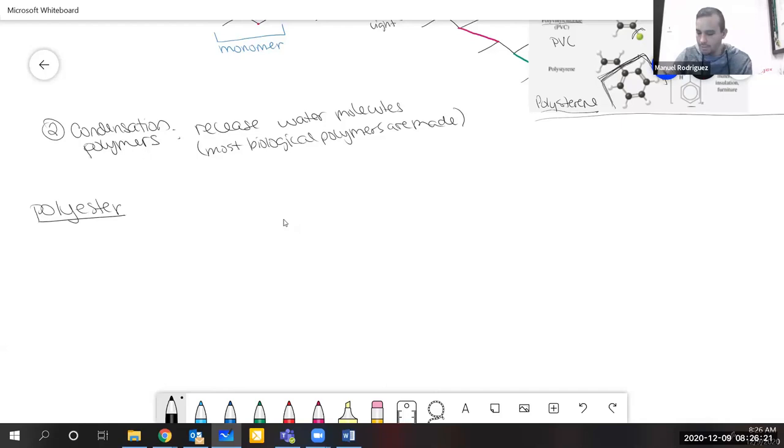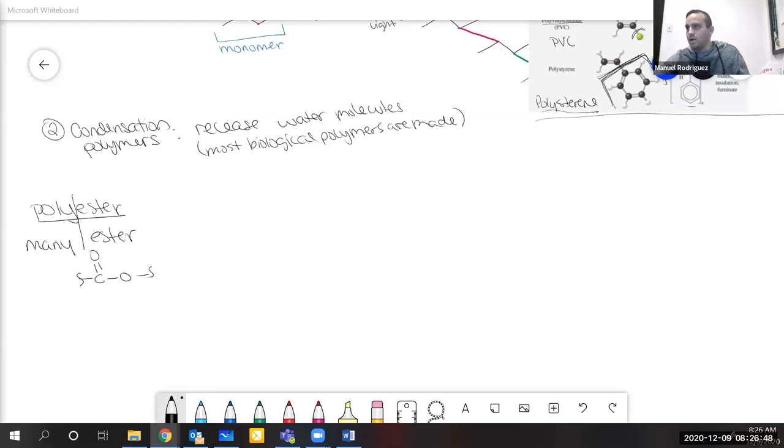Now that we know organic chemistry, we can actually understand what polyester is. Polyester means many esters. And what are esters? Esters are a carbon double bonded with oxygen, single bonded to oxygen, and it continues. That is a polyester. I'm actually going to look at how a polyester actually looks, because the one I'm going to draw is not a real polyester.